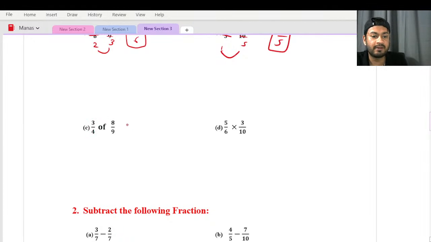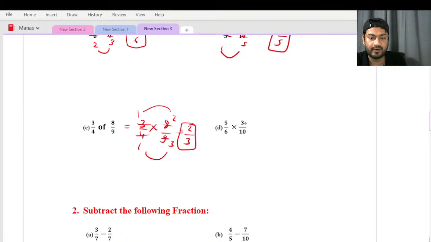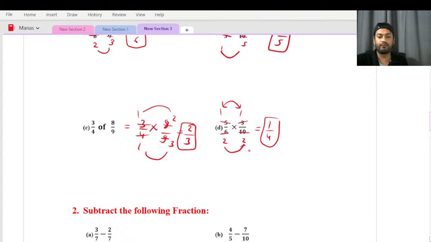So 3 by 4 of 8 by 9. Of means multiplication. So 3 by 4 and then put a multiplication sign, then 8 by 9. So 4 times 1, 4 times 2 is 8, 3 times 1 and 3 times 3. So you can multiply 2 into 1, that is 2, and then 3 into 1, it is 3. So this will be 2 by 3, right? Now here it is 5 times 1, 5 times 2, 3 times 1, 3 times 2. So it is 1 by 4, right? You need to multiply the numerator with the numerator and the denominator with the denominator. So it is 1 by 4, right?